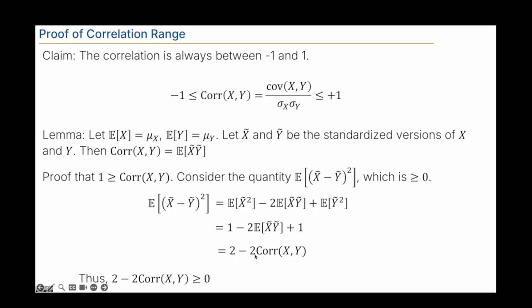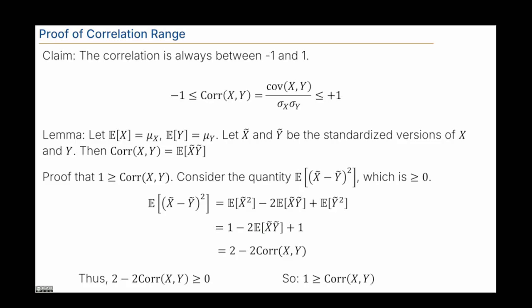It has to be greater than or equal to 0. So if this whole thing is greater than or equal to 0, what does it tell you about the correlation? It says the correlation is less than or equal to 1, because I just move it to the right-hand side and divide both sides by 2. Surprisingly ugly, but it gets you there.